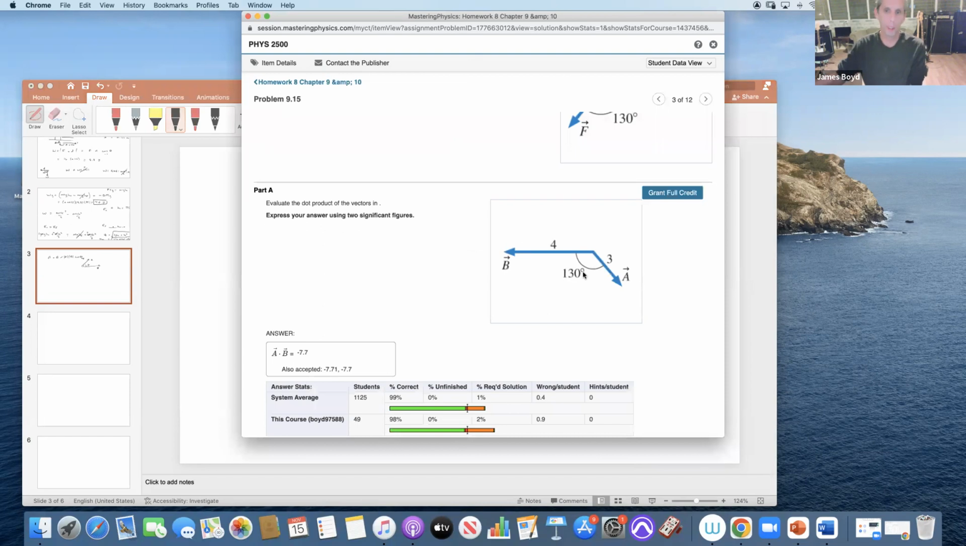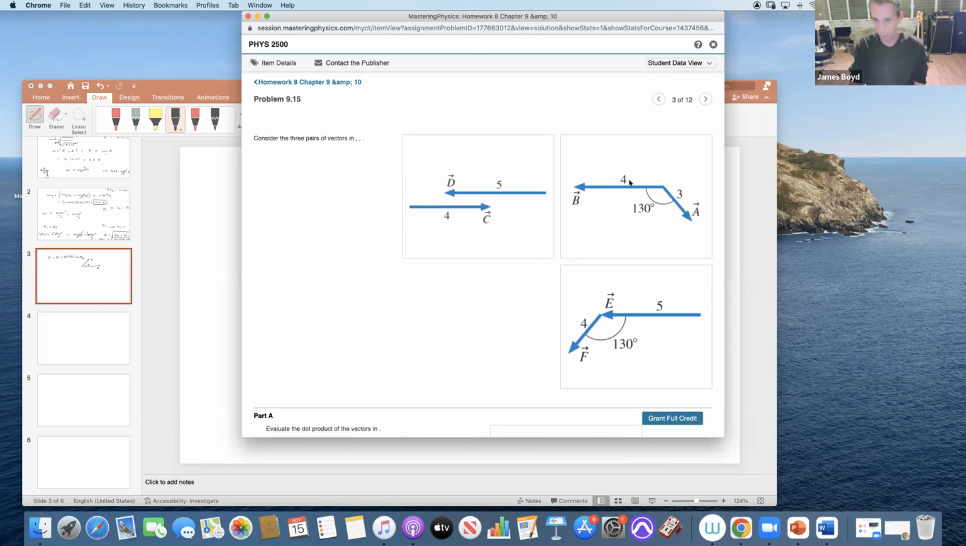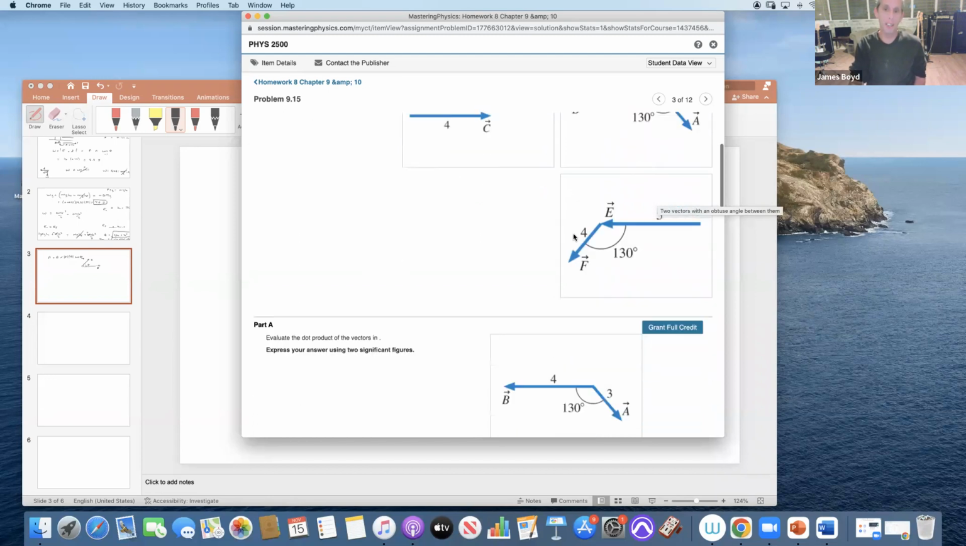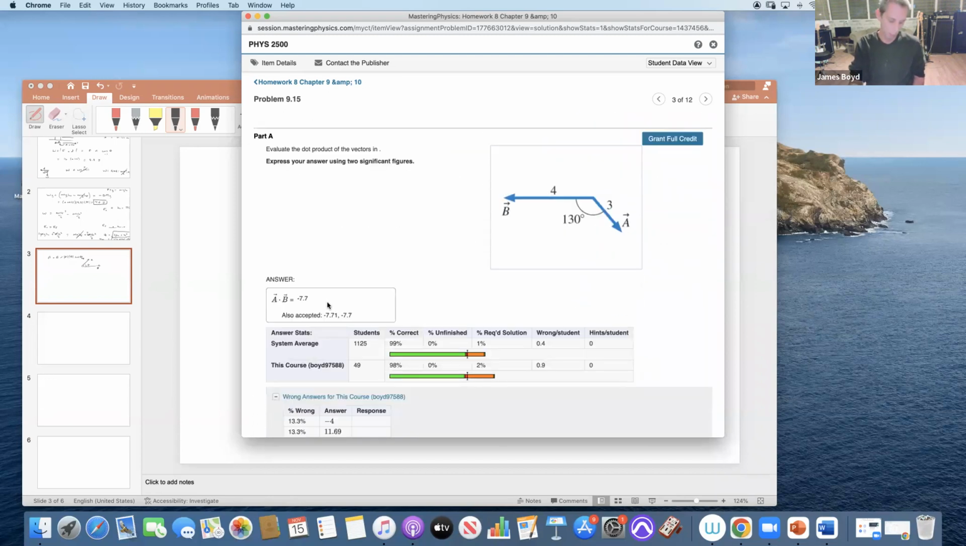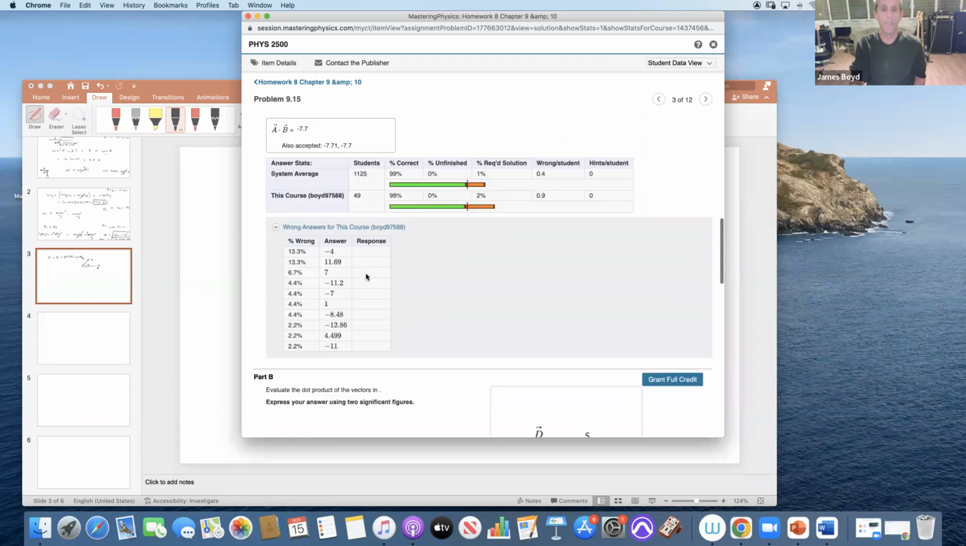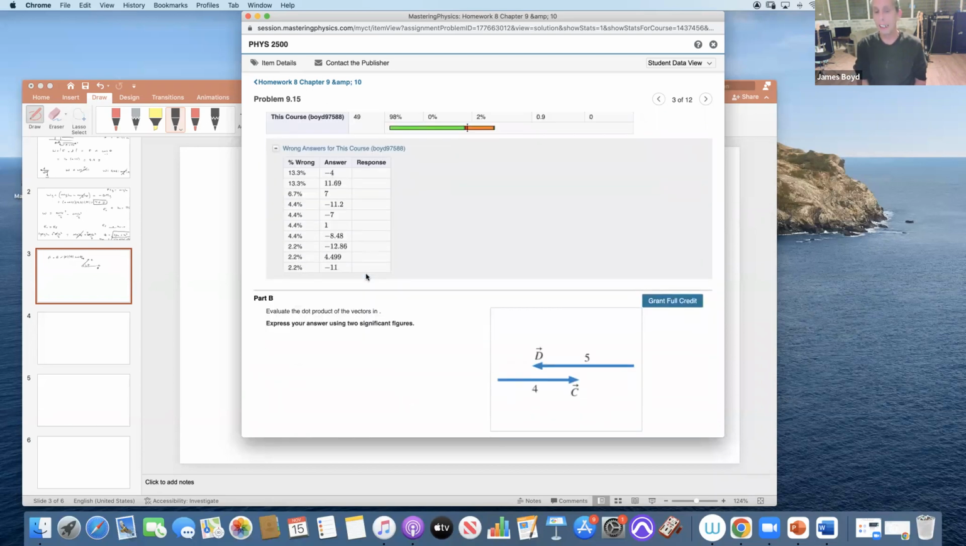So if we look at this first one, for me anyway, it's easy. They're already tail to tail, A and B. So that would be 3 times 4 times cosine of 130. And always take the angle less than 180. We wouldn't go that way. So I get 12 cosine of 130. And that's negative 7.7.